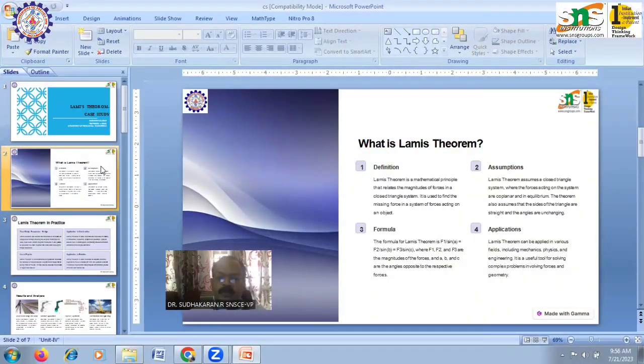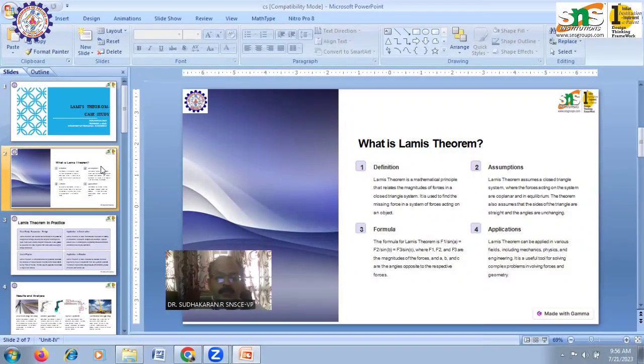Now, what is the formula that is derived using Lami's theorem? That is, force 1 divided by the sine of the angle made by the other two forces is equal to force 2 divided by the sine of the angle made by the first force and the third force, which is equal to force 3 divided by the sine of the angle made by the remaining forces 1 and 2. Where F1, F2, F3 are the magnitudes of the forces 1, 2 and 3, and A, B, C are the angles opposite to the respective forces.